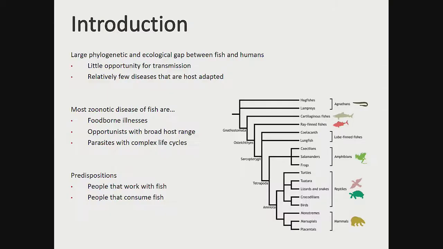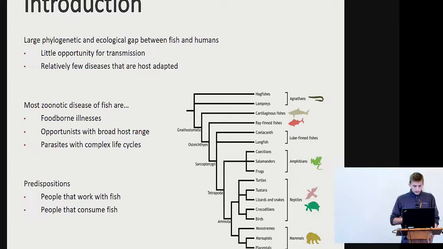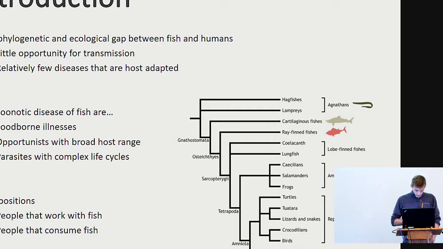Now, there are a number of diseases in fish that can be transmitted to people, but for the purpose of this presentation, I decided to focus on three of the ones that you're more likely to encounter. Just a bit of an introduction before I get into the diseases. It's important to consider that there is a large phylogenetic gap and ecological gap between fish and humans. As a result, there's relatively little opportunity for transmission, unless you swim a lot. And there are relatively few diseases that are host-adapted to both fish and people.